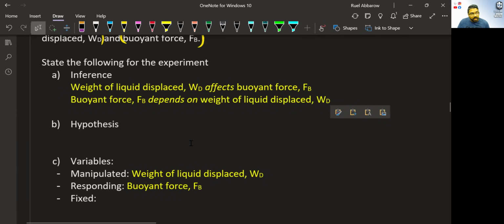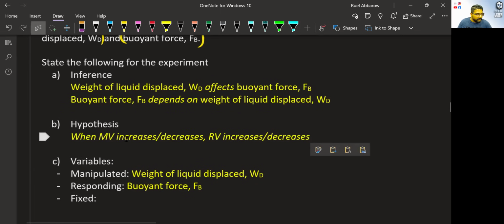Now, hypothesis. What is the format for hypothesis? This is standard across all the subjects here. When MV increases or decreases, RV increases or decreases. This is the format that I teach my students because of grammar. Grammatically, this is the easiest because everything that is quantifiable, you can say increase or decrease. If you use greater or lesser, sometimes it's not so suitable. But you could use that format as well: the greater or the lesser the MV, the greater or lesser the RV. No problem.